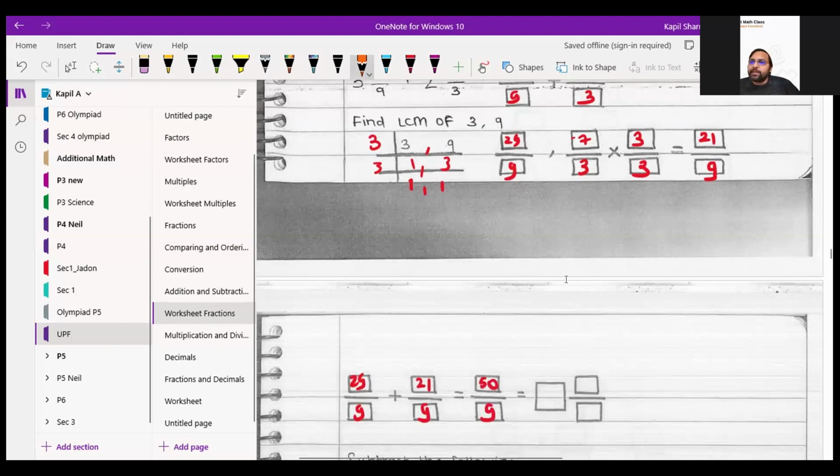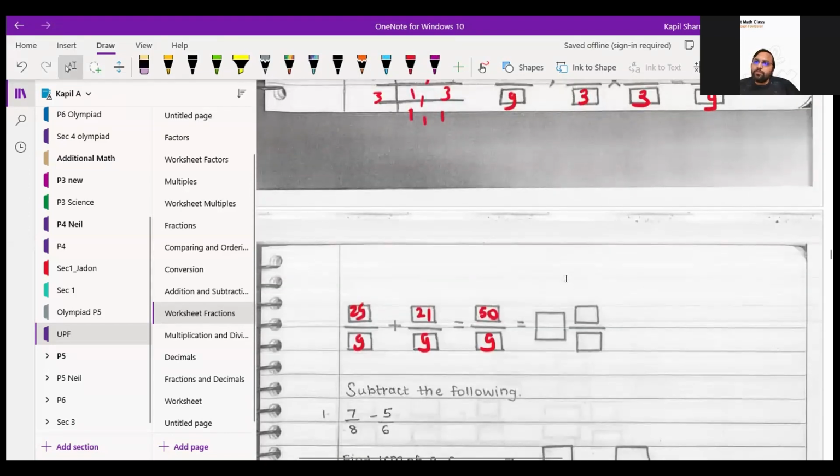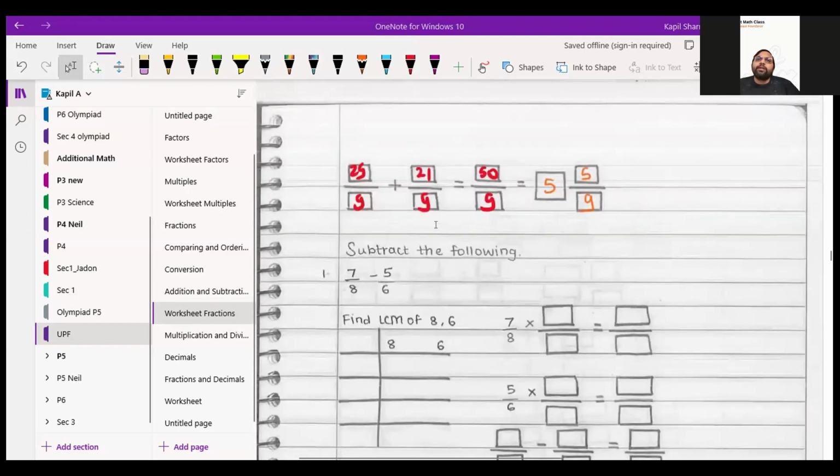And as a mixed number, this is 5 and 5 upon 9. Okay, I hope this is clear. Any questions? Swastik? Parth? Okay, fine.